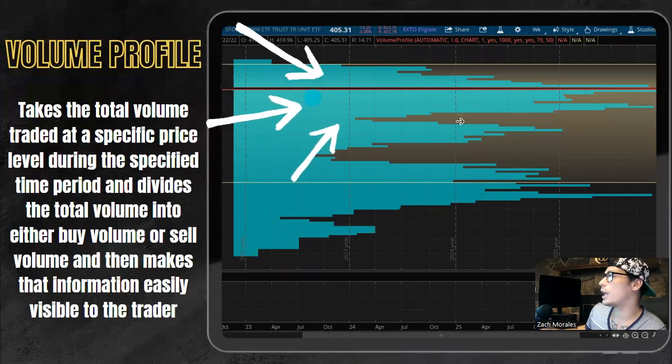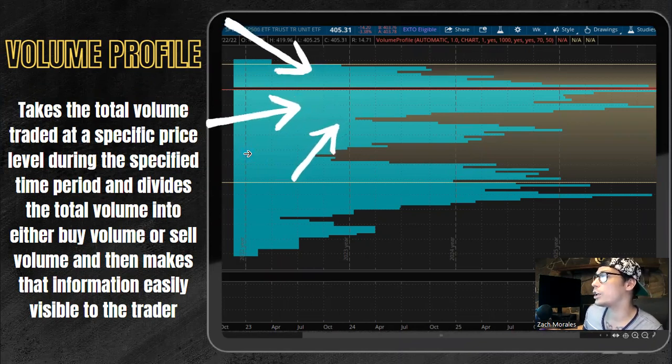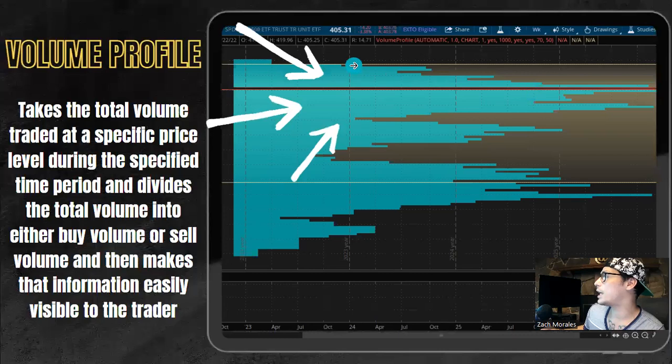And what we are looking at is the volume profile. It takes the total volume traded at a specific price level during this specified time period and divides the total volume into either buy volume or sell volume, and then makes that information easily visible to the trader. And this is what they mean by easily visible.